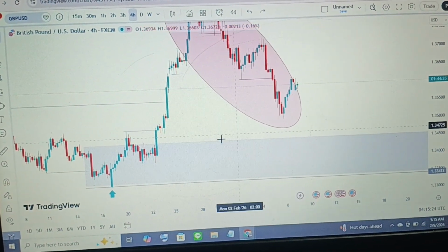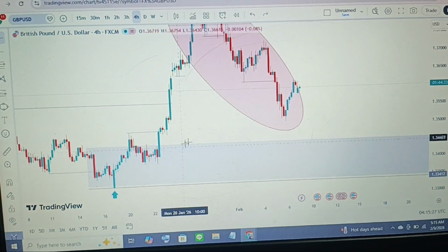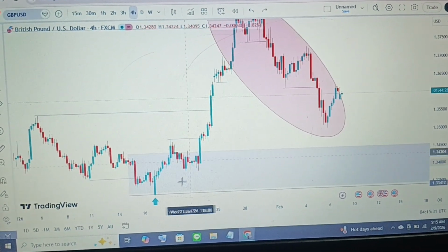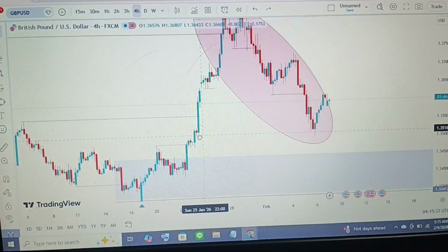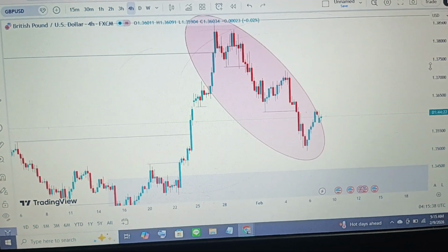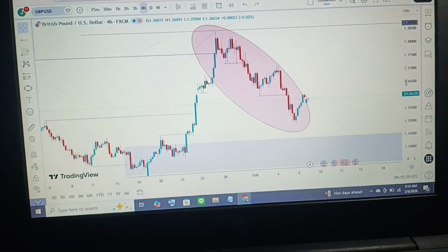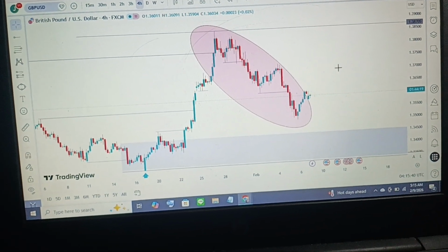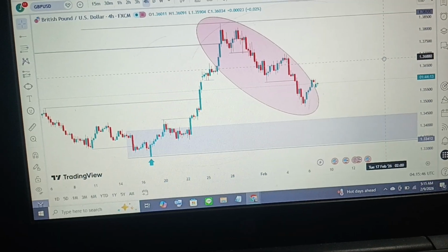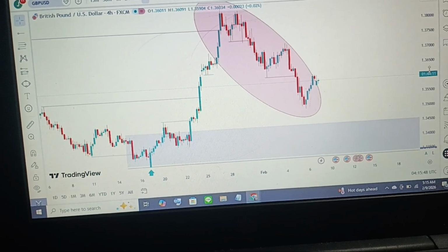Okay, the 4 hour is really the structure where I look. This is the break of structure. This is the impulsive push to the upside. I'm trying to accommodate everything for more clarity. Hope you can see it.